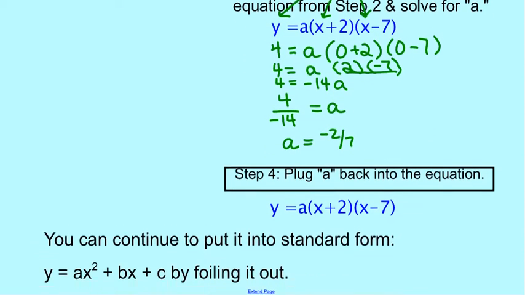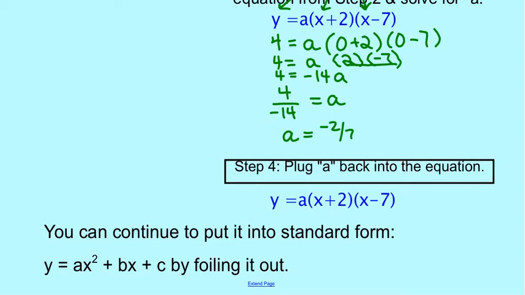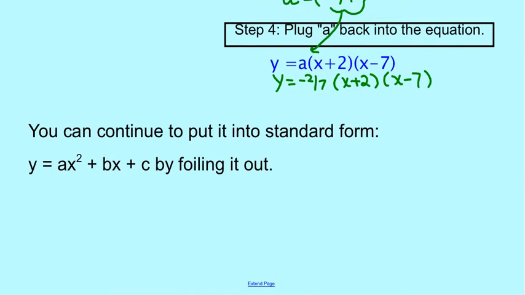All right, our last step is to take this a value and substitute it into our factored form equation. So our equation in factored form is going to be y equals -2/7 times the quantity of x plus 2 times the quantity of x minus 7. Now, if we asked you to convert it to standard form, you remember you take this factored form equation and you FOIL it out. So I'm going to go a step further and do that with you.